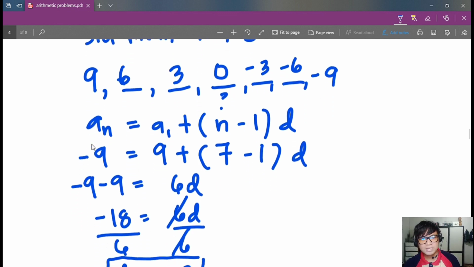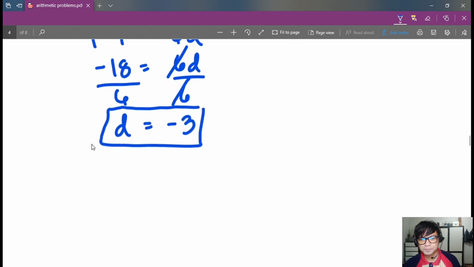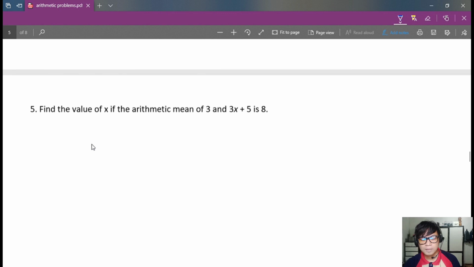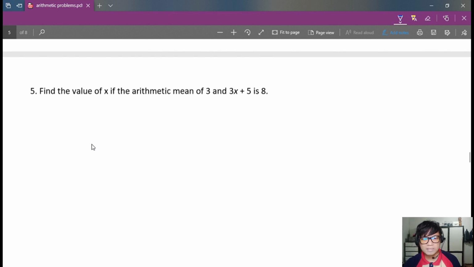Okay, let's proceed to the fifth problem. Okay, find the value of x if the arithmetic mean between 3 and 3x plus 5 is 8. So, may x. Sino ba yung x na yan? So, we're looking for the value of x. Okay, ang information na nakuha natin, ito yung first term, ito yung last term, tapos itong 8, yung arithmetic mean. So, insert natin yung 8.